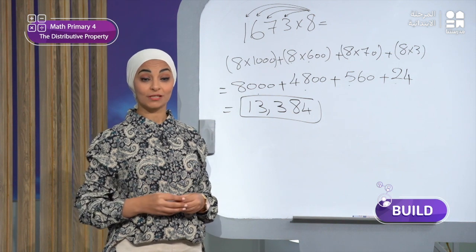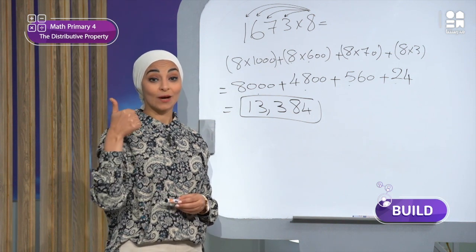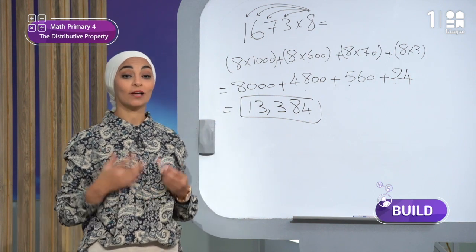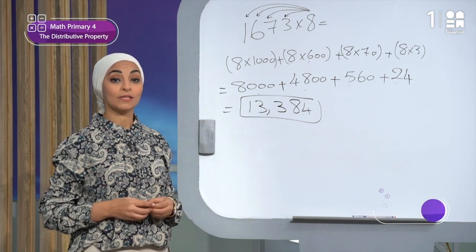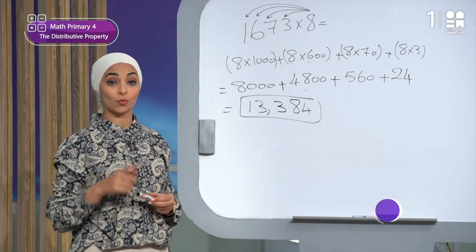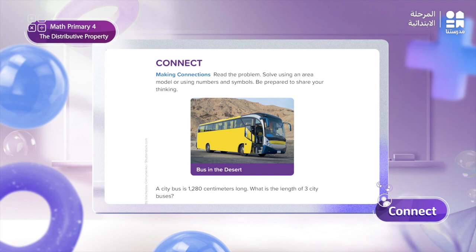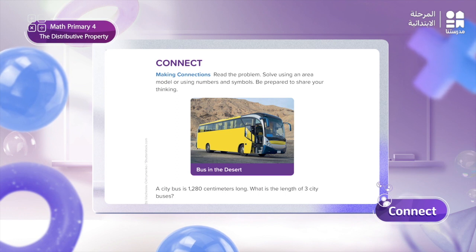And now after we have finished practice solving problems of multiplying a digit number by a whole number with up to 4 digits using 2 methods, area model and using the numbers and symbols, now we need to check our understanding and solve the problems in the Connect part on page 267 in your school book. Let's see it all together. And here in the Connect part, as you see, you can solve with any method you want.